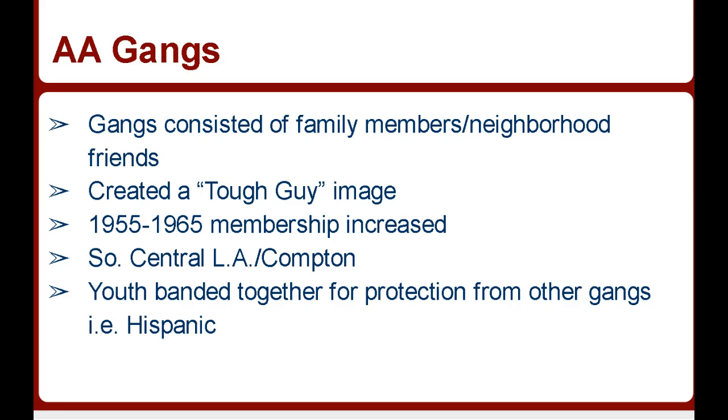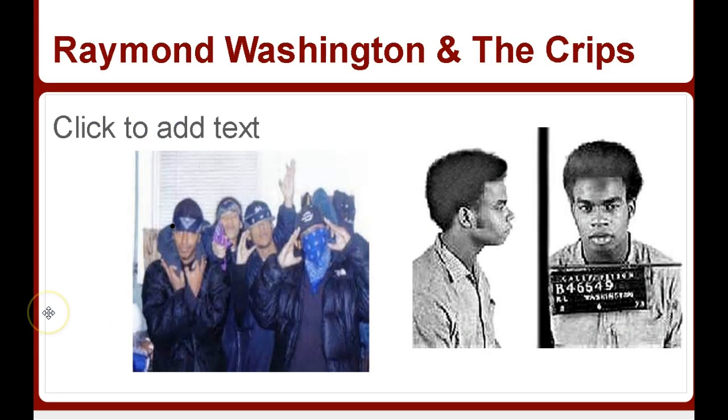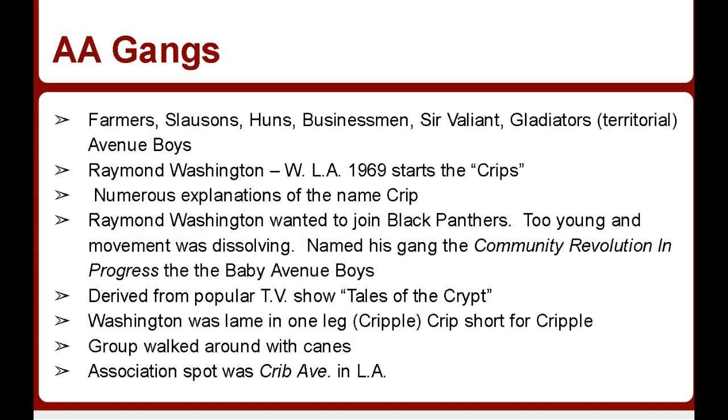But then it wasn't until the 1960s that things changed, particularly with drugs and also the Black Panther and so-called social revolution movement, if you will, in the United States. And it started with this individual by the name of Raymond Washington and the Crips. Okay, and right here you've got Crip gang members, and over here is Raymond Washington, and he basically founded the Crips. But he was a young man. He was about 15 at the time, back in about the mid to late 60s.